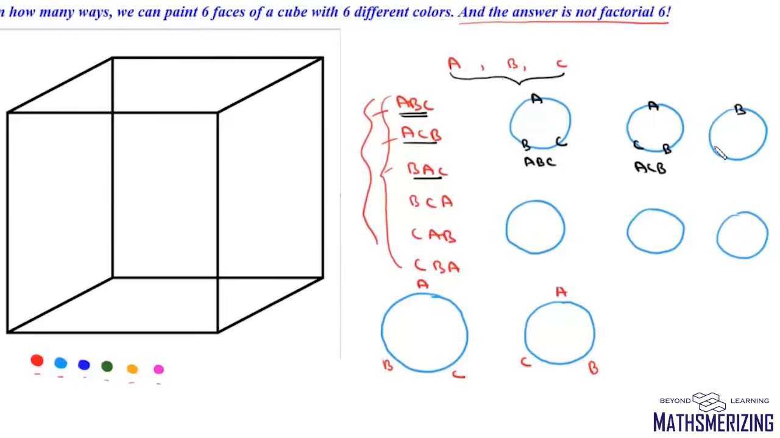Now BAC. So it is B, then A and then C. So it corresponds to BAC, then BCA. So this is B, C, A. Next one is CAB. So it is C, A, B. And then we have CBA. So it is C, B and A, which corresponds to CBA. Now if we look at ABC, BCA and CAB, all these 3 arrangements are anti-clockwise arrangements of ABC.